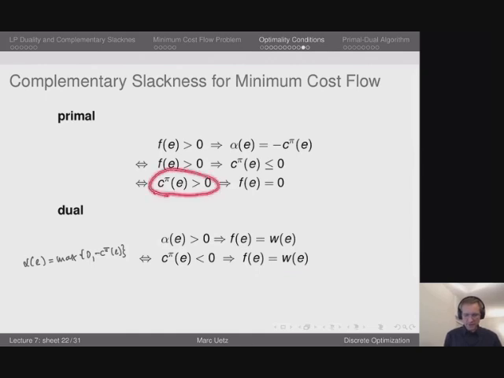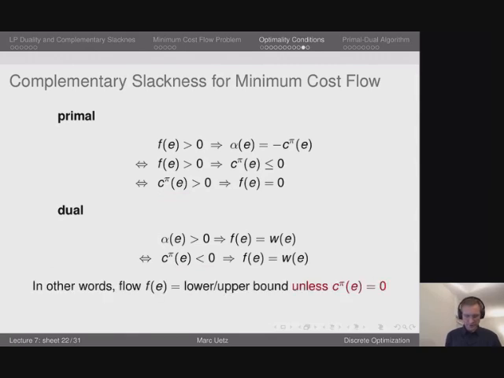If the reduced cost is strictly positive, the flow value is equal to 0. If the reduced cost is strictly negative, the flow value should be equal to the upper capacity limit. And that means the flow value can be something in between only if the reduced cost is equal to 0. So let's summarize that. The flow is equal to the upper or lower bound unless the reduced cost coefficient is equal to 0. And remember that we are talking about minimum cost flow solutions, optimal solutions here. So that is the complementary slackness condition. So let's summarize all of that.